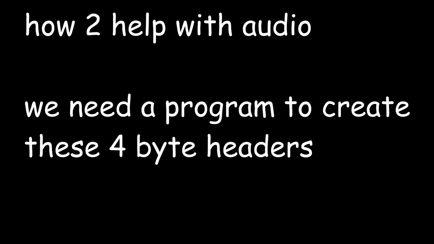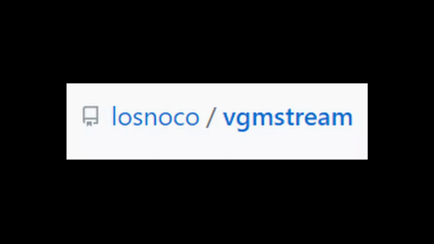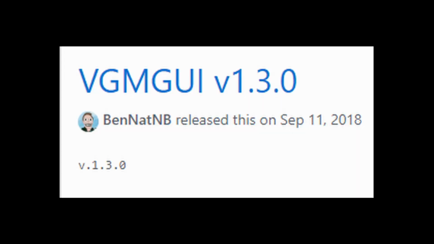So this is where I probably need the most help from the community. The best way, I think, to go about it is the program VGMStream, which is able to perfectly decode HWAS files. And I've been using a GUI version of it, VGMGUI, in order to test HWAS files and see how they sound before importing them into my game.